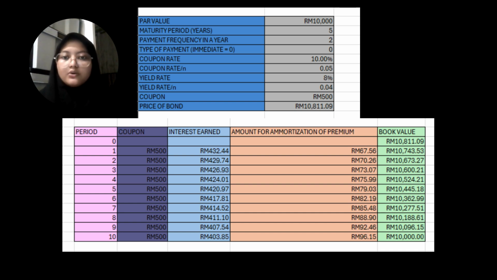Next, since the difference between discount and premium is the coupon rate and yield rate, here we can see that the coupon rate of this bond is much greater than the yield rate. With the same par value, we can construct an example of a bond amortization table where the book value at the end of the period is 10,000, the same as the par value, and the amount of amortization of premium is positive.